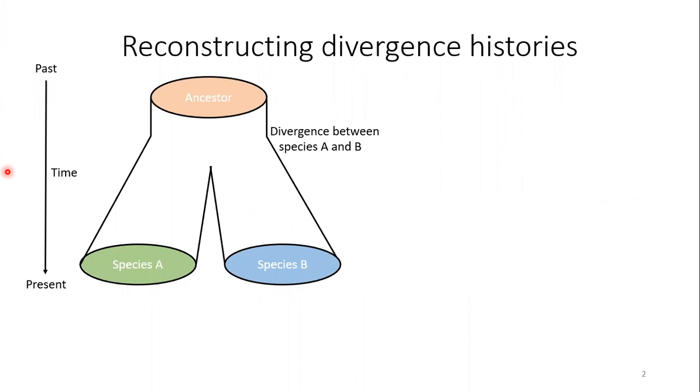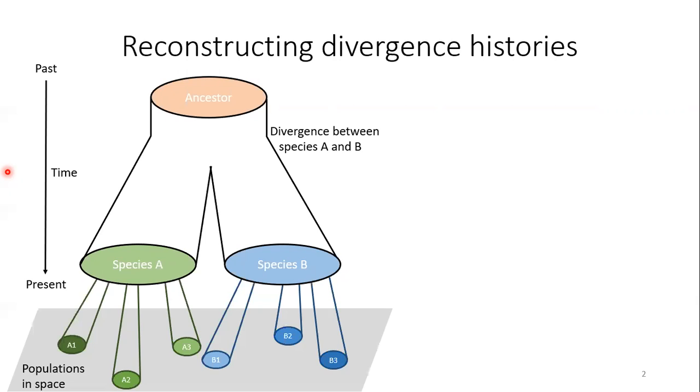Reconstructing divergence histories using genetic data has become the gold standard in speciation genomics, and this is usually done by sampling a single population of each of the species under study. But as species are distributed over physical space, heterospecific populations may relate to each other differently in the spatial context, which can impact the inference of divergence histories.